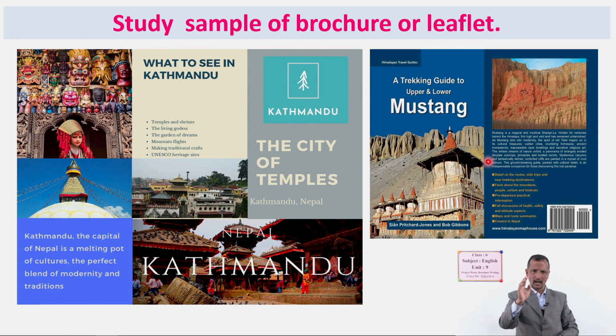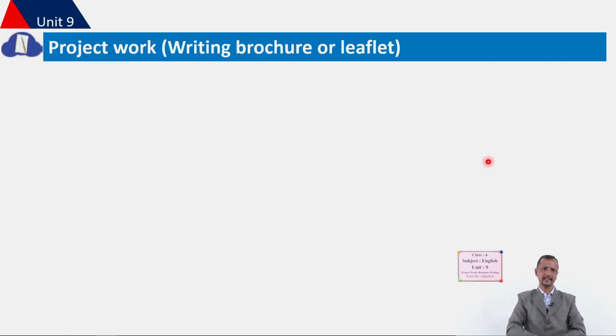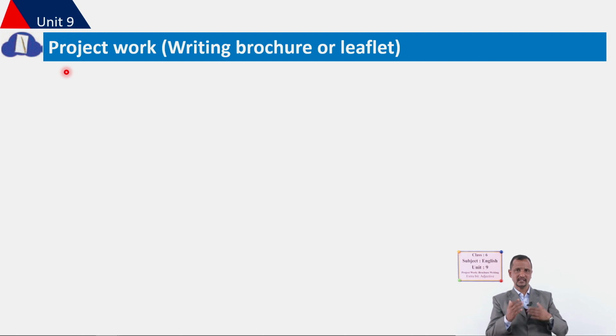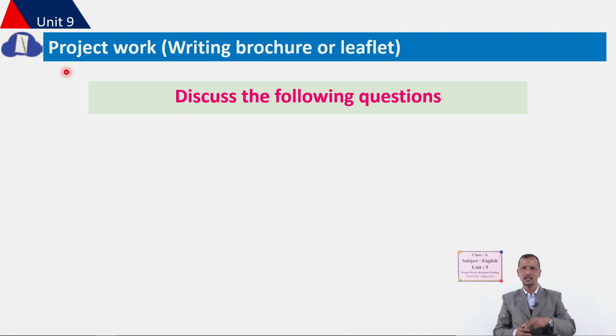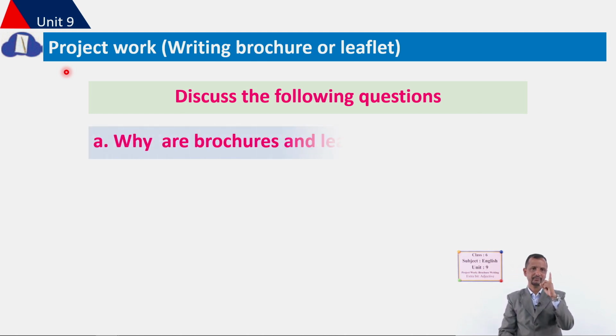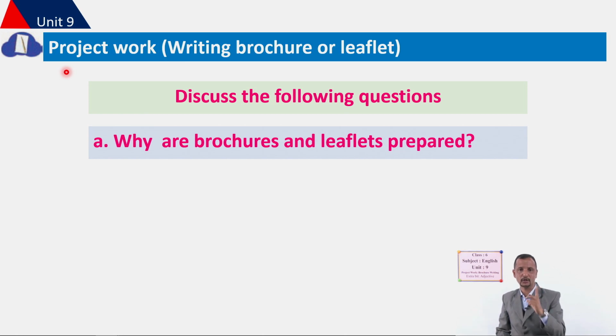Now, after this, let's see here. Dear student, we discuss the following two questions. Number one, why are brochures or leaflets prepared? What is the main aim to prepare a brochure or leaflet? Simply, can you answer? Well, leaflets or brochures are prepared for giving information. It's all about information.